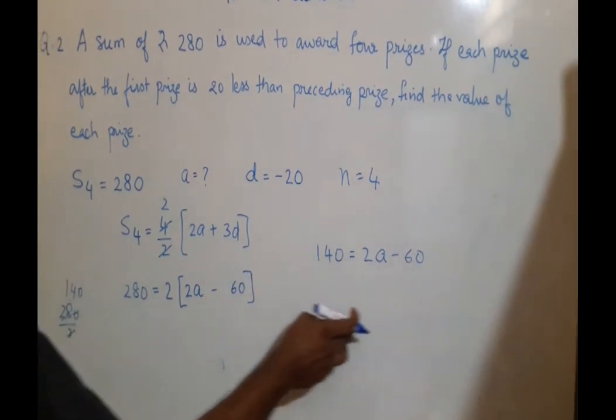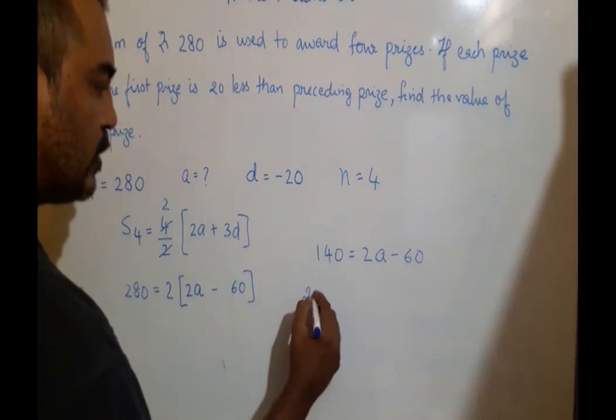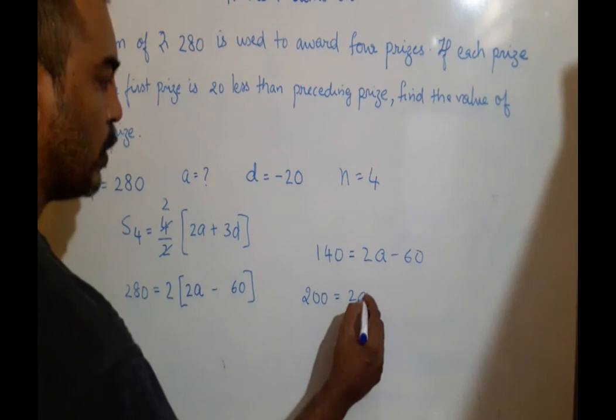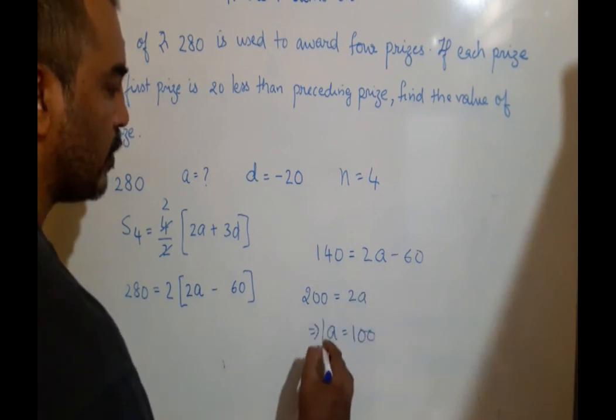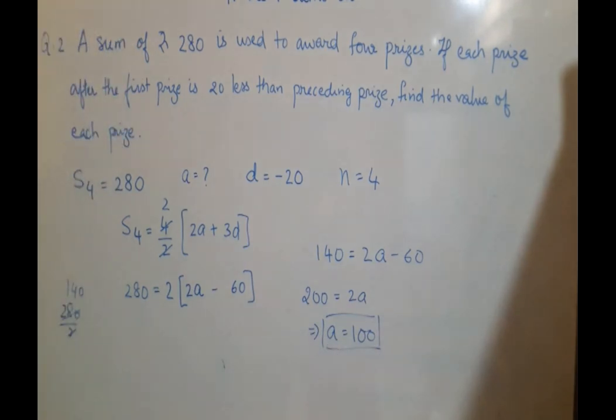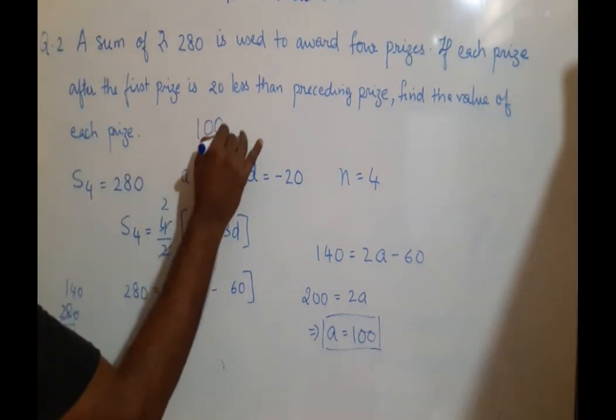Now the minus 60 comes on this side, add it up. So what do you get? 140 plus 60, 200 equal to 2a, which implies a is equal to 100. So we have got the first term, a is equal to 100. So the first prize is 100.